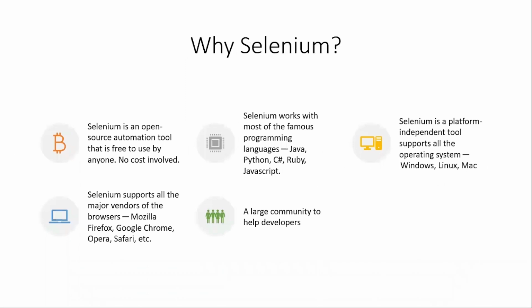So let's see why Selenium became famous. So Selenium is an open source tool. It is free to use, no license cost is involved, and it's very easy to start with. That's the first reason Selenium became famous. Then Selenium works with all the major programming languages like Java, Python, C Sharp, Ruby, JavaScript. You can write your code using any of the programming languages.